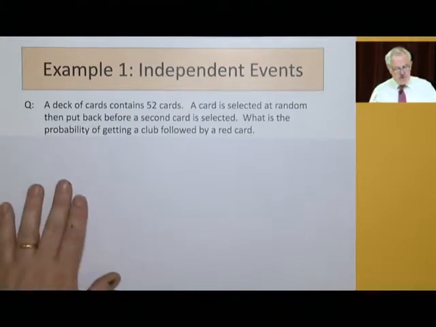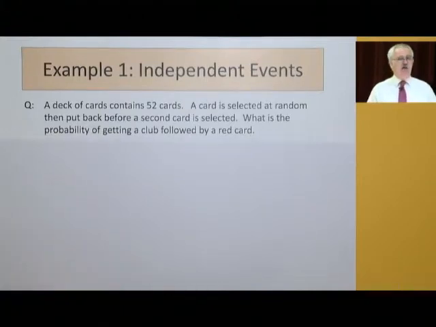A deck of cards contains 52 cards. A card is selected at random and put back before a second card is selected. What's the probability of getting a club followed by a red card? So the first one, you want to get a club. The second one, you want to find a red card. But it's not like you left the club out, you put the club back in.